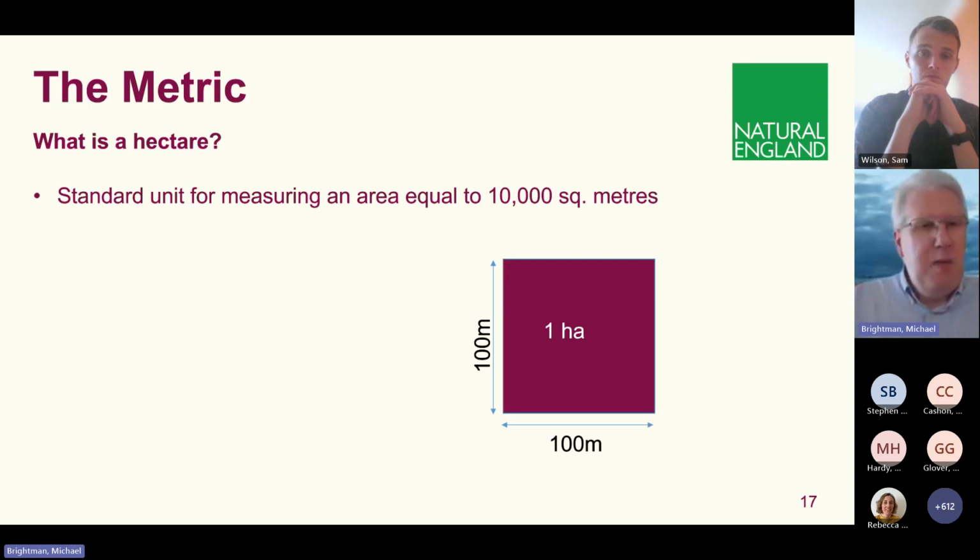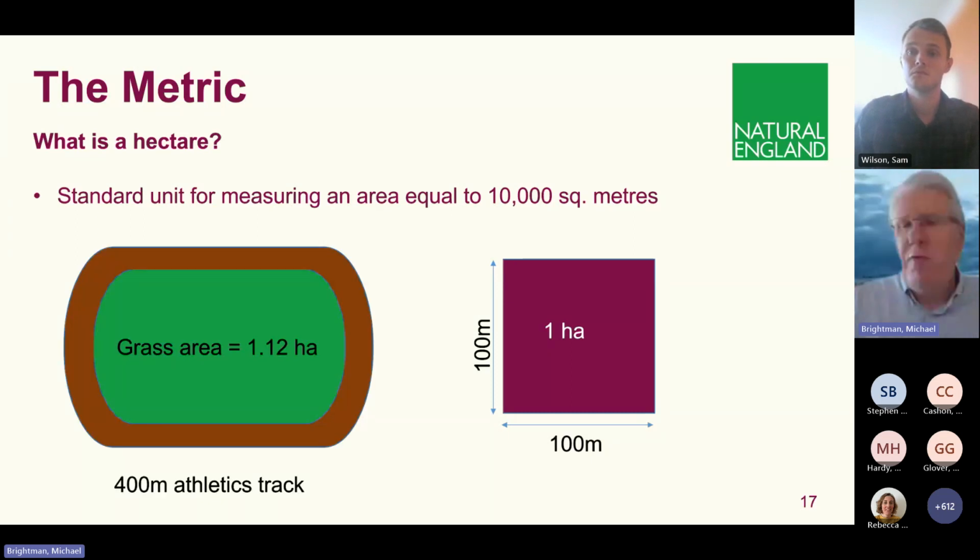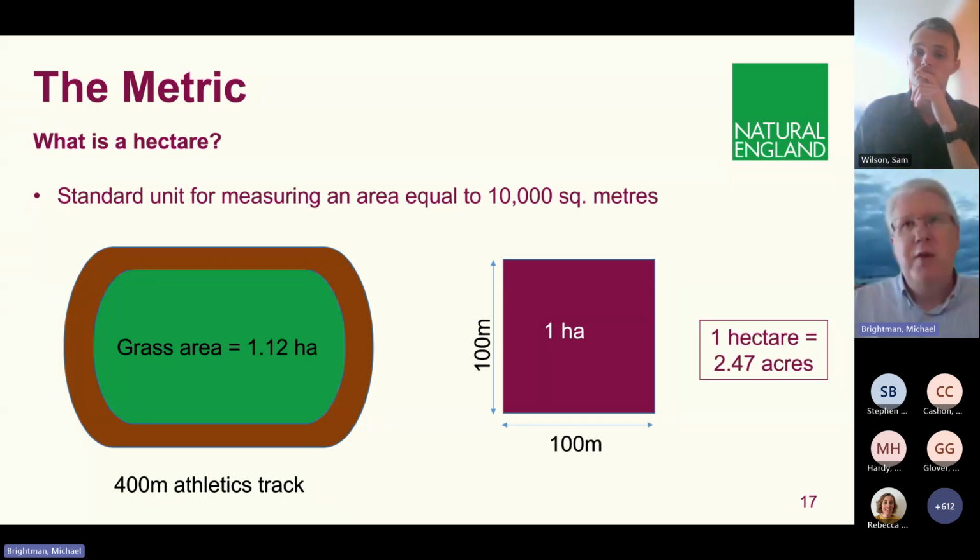So for those of you for whom this is new, just a short explanation on a hectare, which is a metric land measurement, a standard unit for measuring land, and it's equal to 10,000 square meters. So a hectare, if it was a true square, would be 100 meters by 100 meters. You may want to visualize it by thinking about the inside area of a 400-meter athletics track. If you see a 400-meter athletics track on television or in real life, then the inside area is always 1.12 hectares, so a little over a hectare. For those of you using imperial measurements, 1 hectare is a little under 2.5 acres.